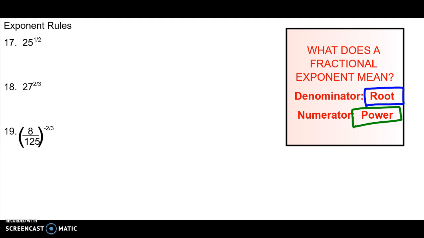Now, I always do the denominator first because it's going to make our number get smaller first, and then we'll do the power second, which is going to make our number get bigger. That way we never have to deal with really huge numbers.